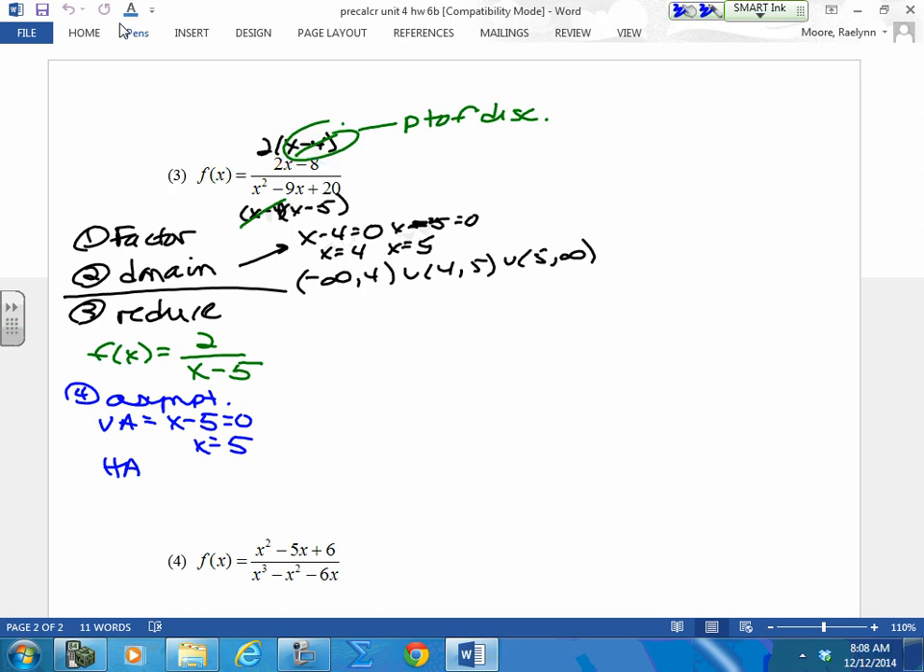Horizontal asymptote says the degree of the numerator is 1, the degree of the denominator is 2. So what's our horizontal asymptote? y equals 0. So let's graph this guy. So we've got a y equals 0. We find that along your x-axis. And we've got an x equals 5. When we put this in your calculator and we graph it, it looks like this.